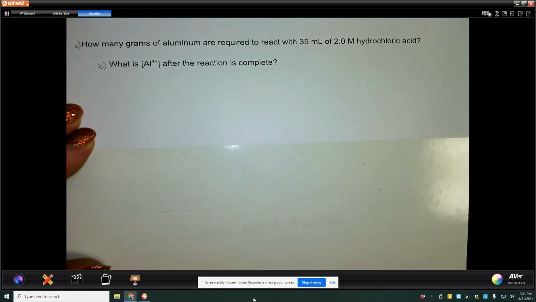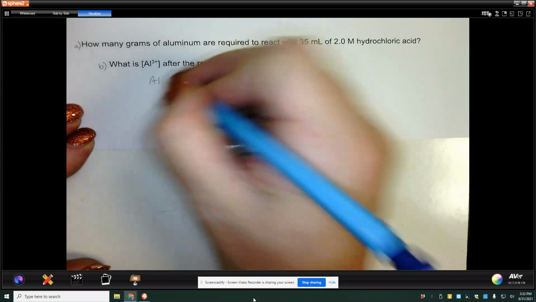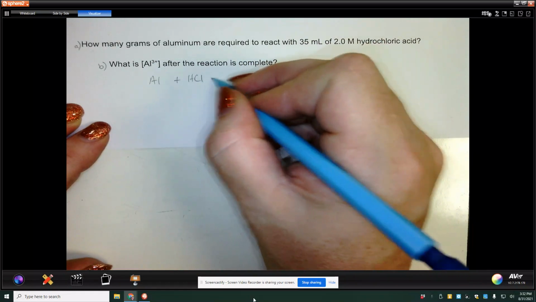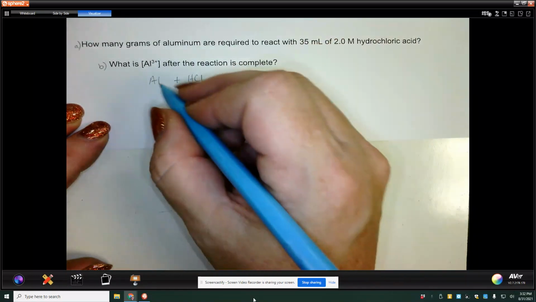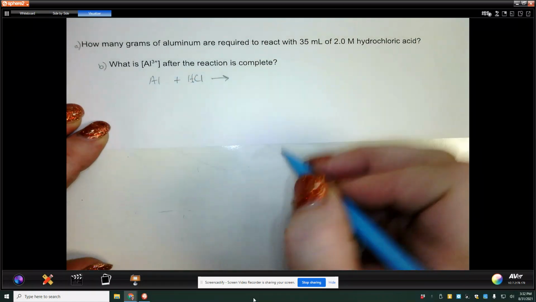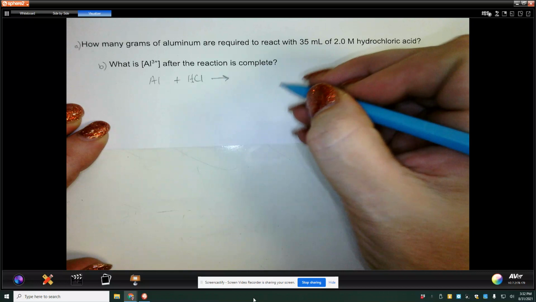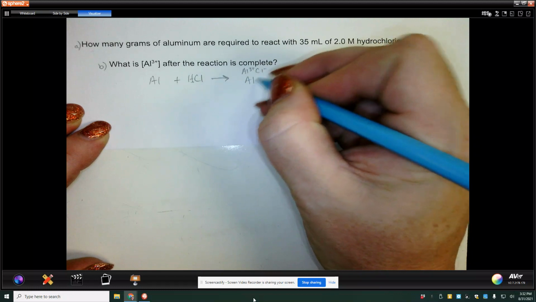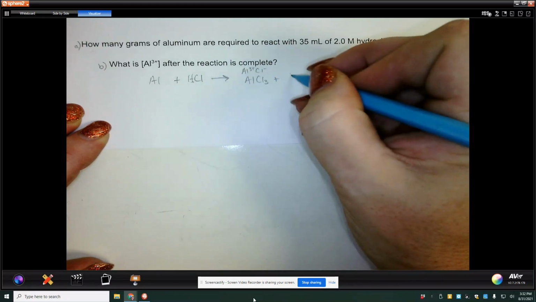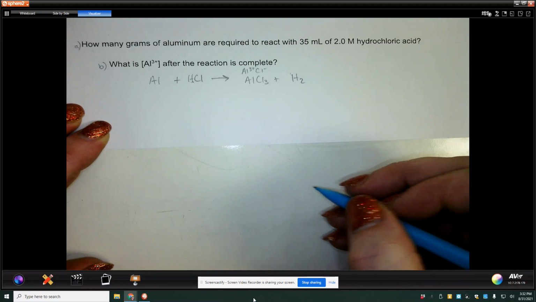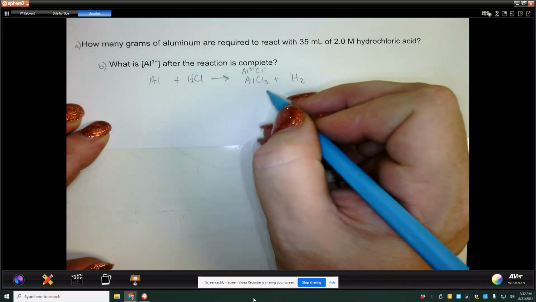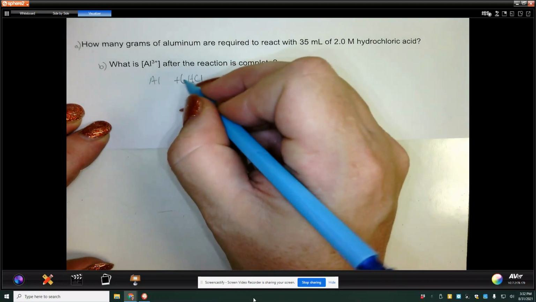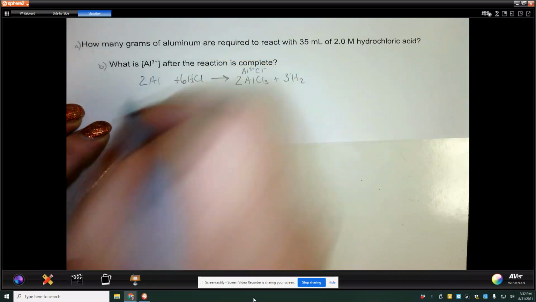So the first thing that we need is a reaction. We have aluminum and hydrochloric acid. Then we are going to produce... Aluminum is going to replace the positive ion in the compound since this is a single replacement reaction. And we're going to end up with aluminum bonding to chlorine and hydrogen gas. Then we need to balance that. So for this one, I know I'm going to have to put a 2 here, which is going to make me put a 6 here, a 3 here, and a 2 here.